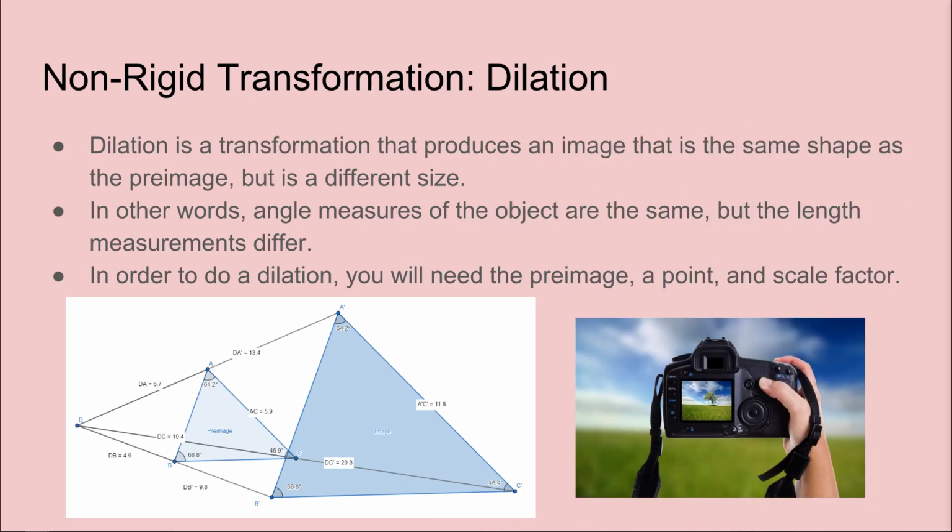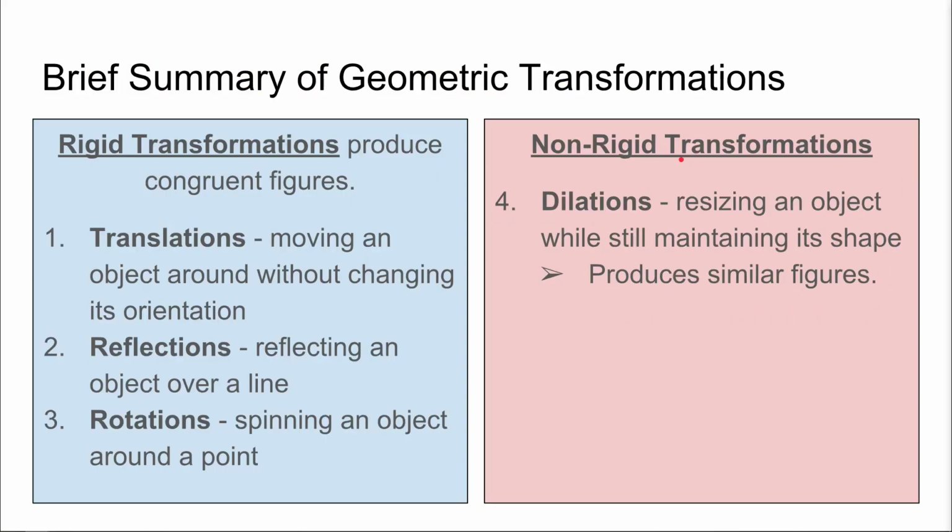All right. With everything in mind, here's a brief summary of the geometric transformations. So on our left side, our rigid transformations produce congruent figures. So our rigid transformations are translations, where you're moving an object around without changing its orientation. There are reflections, where you're reflecting an object over a line. And there are rotations, where you're spinning an object around a point.